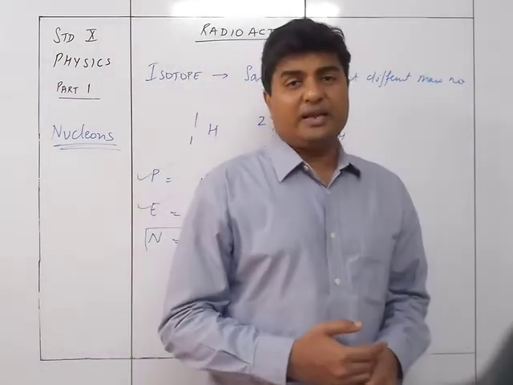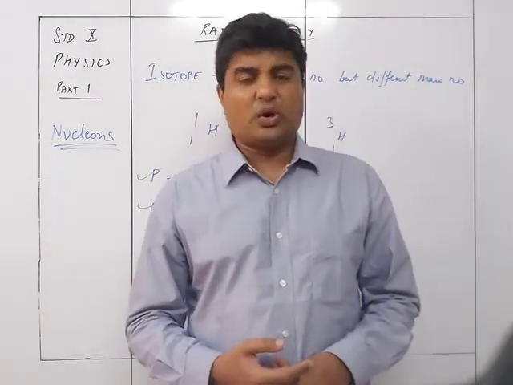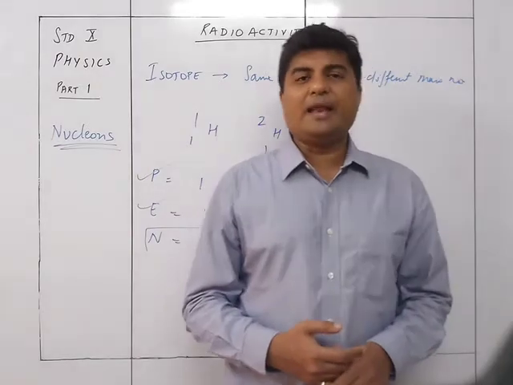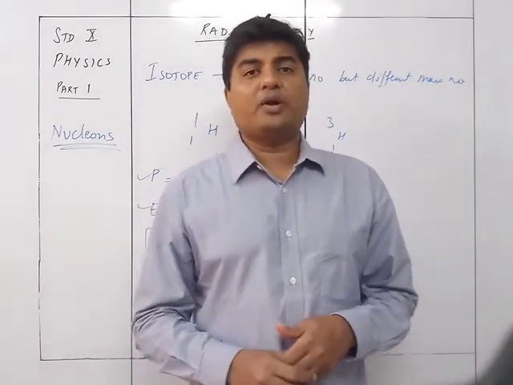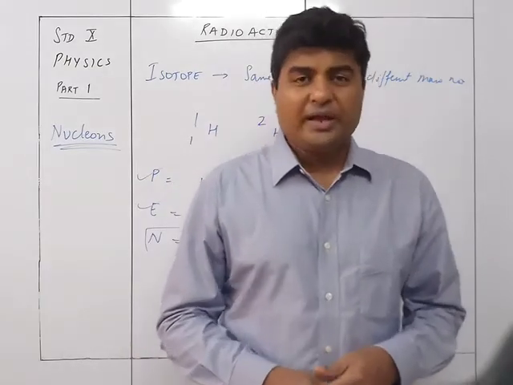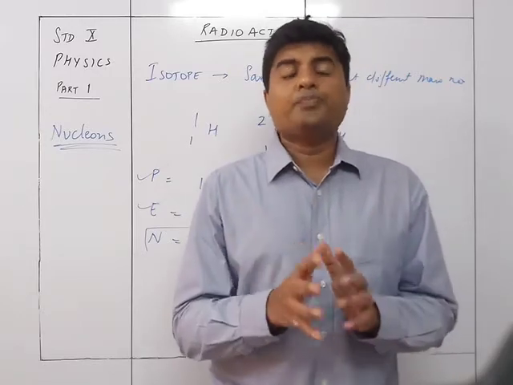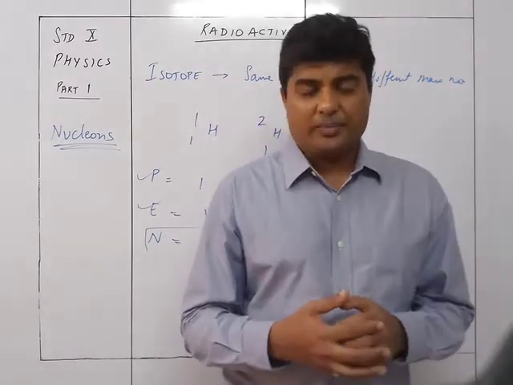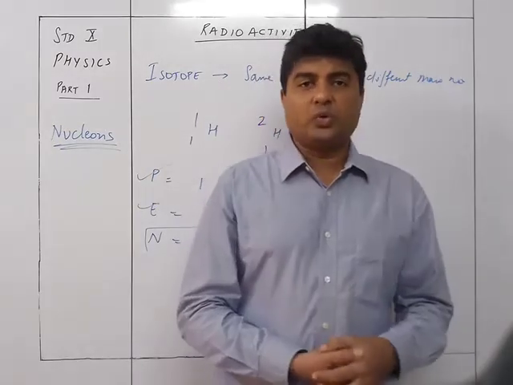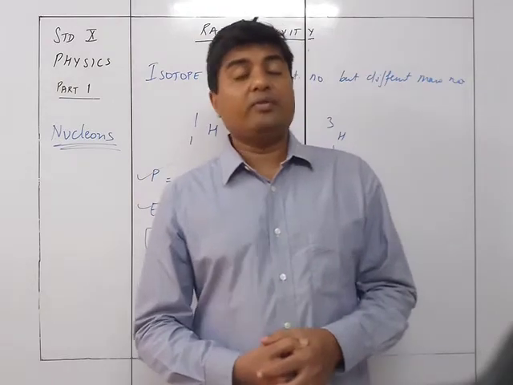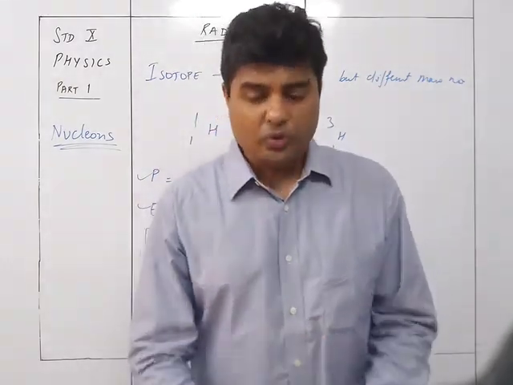So radioactivity is about isotopes which are unstable, basically any element where there is a vast difference between the number of protons and the number of neutrons. If the number of protons and neutrons are almost the same, then it is not a radioactive material, it will be a stable atom. But if the number of protons and neutrons has a vast difference between the two, then it will act as a radioactive material. That means there will be a decay of the nucleus taking place.